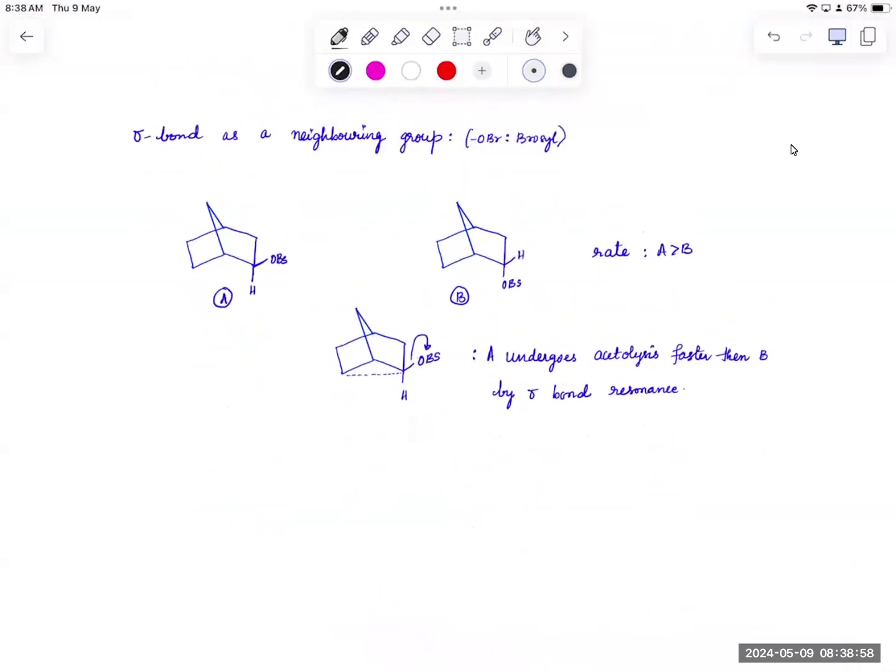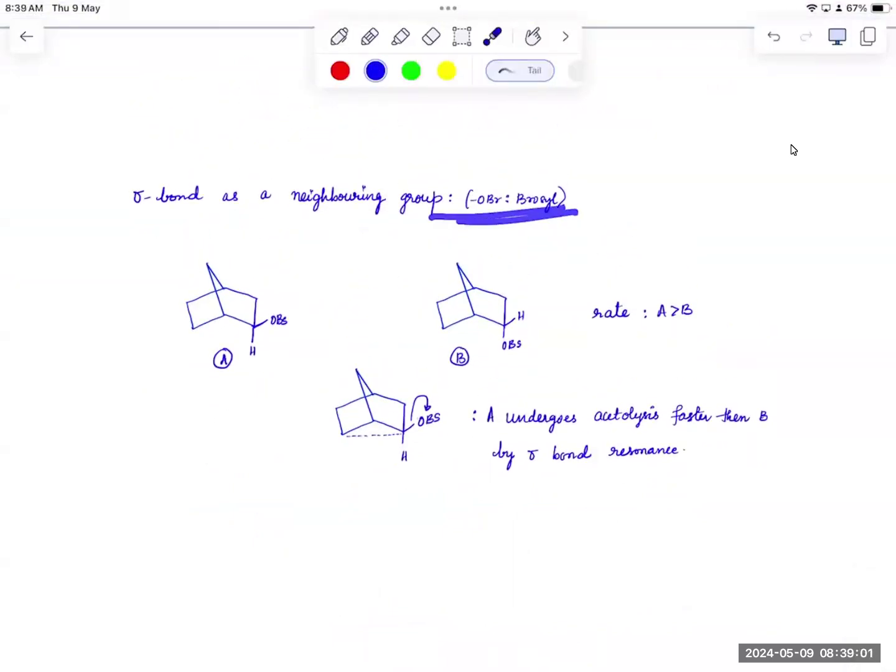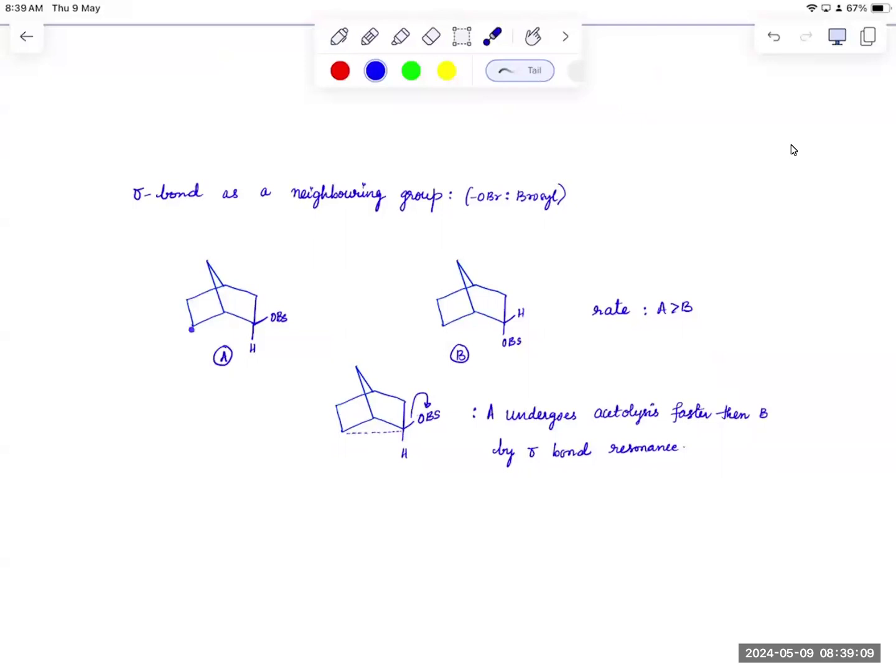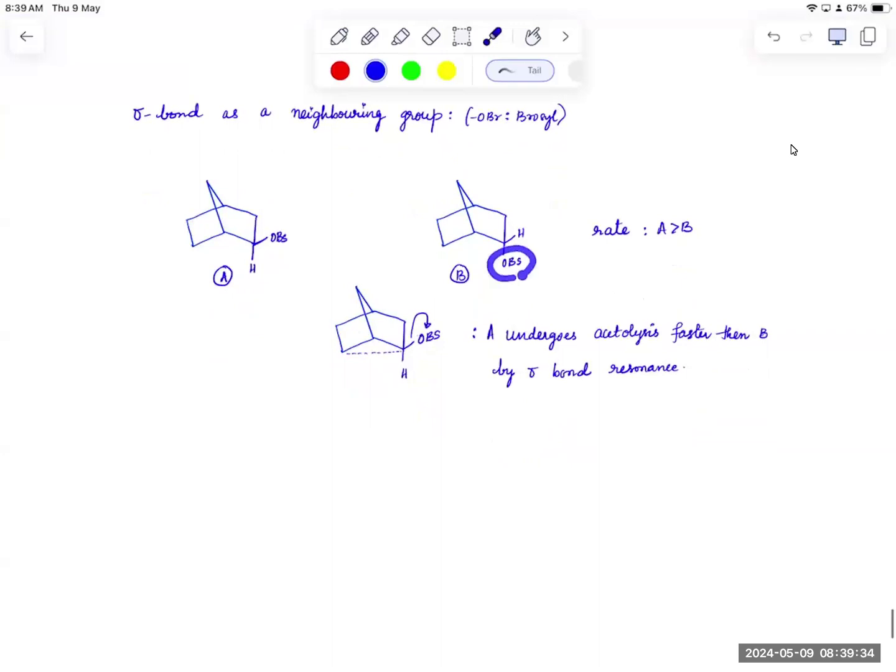Sigma bond as a neighboring group is like this, where imagine OBS is moving from here. The sigma bond will break the bond with hydrogen temporarily and make a support towards OBS. So as OBS is leaving, the carbon will make a support temporarily, correct? And then a nucleophile will approach here, getting back to the products. Now this is not on the anti direction, so here only SN2 is favorable.